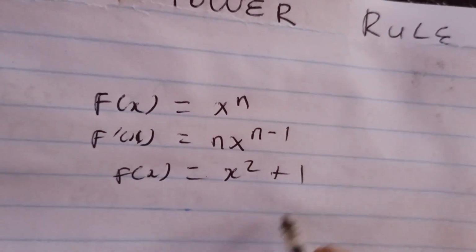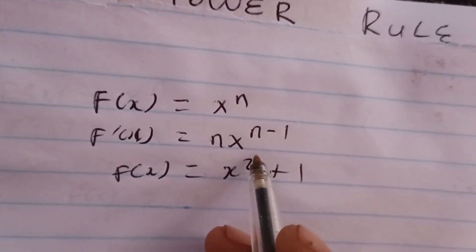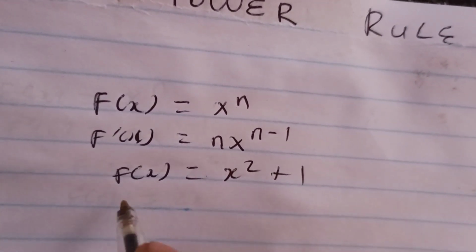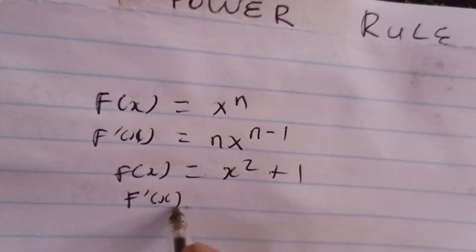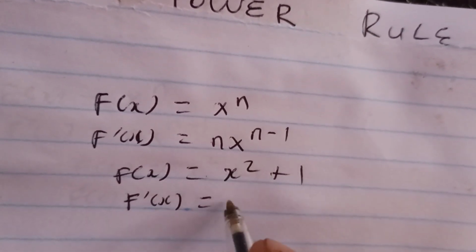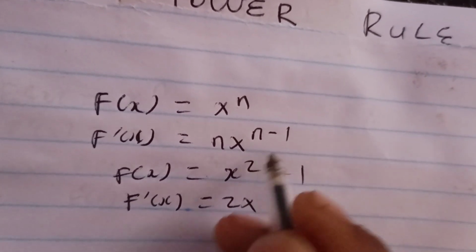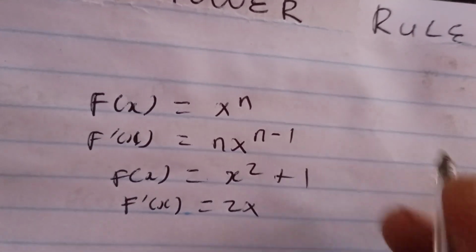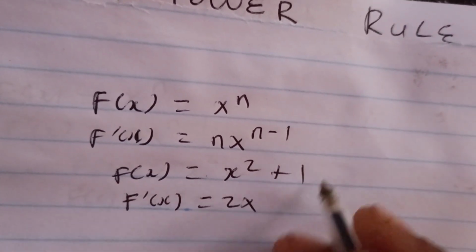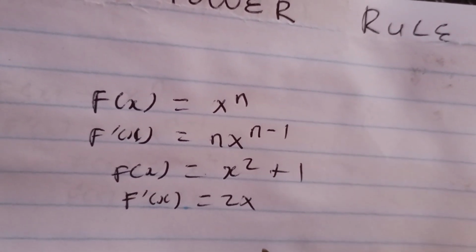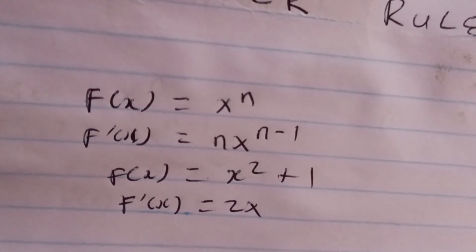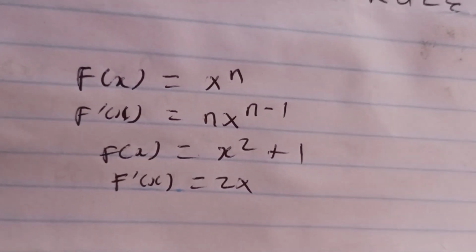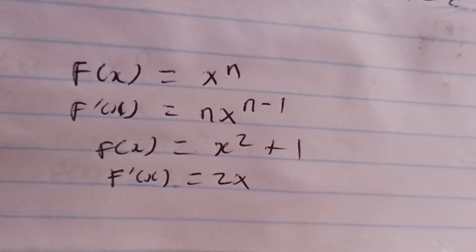x squared plus 1. You take the exponent and multiply, so f prime is 2x, then you subtract 1 from the exponent, which gives 1. Then the derivative of a constant is 0. Then we are done. Let's do an example.